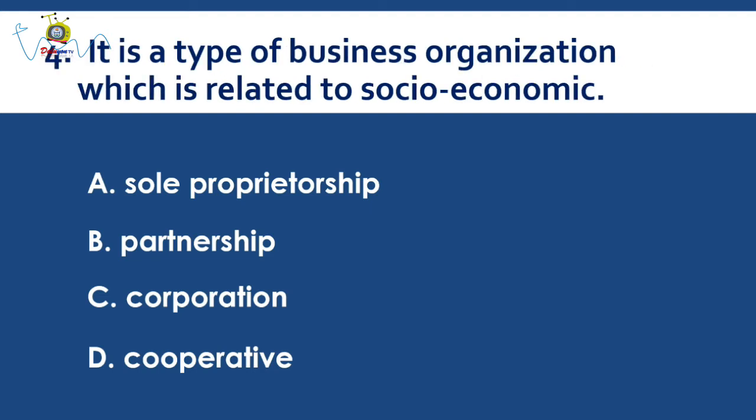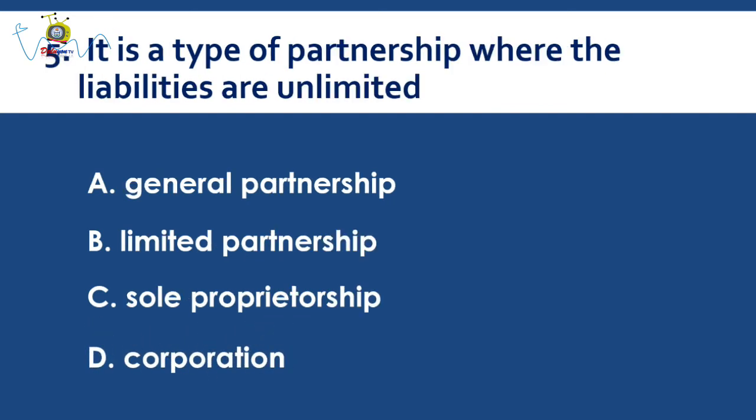Question number 4. It is a type of business organization that is related to socio-economic. Letter A, sole proprietorship. Letter B, partnership. Letter C, corporation. And letter D, cooperative. Answer, cooperative. Nice job!